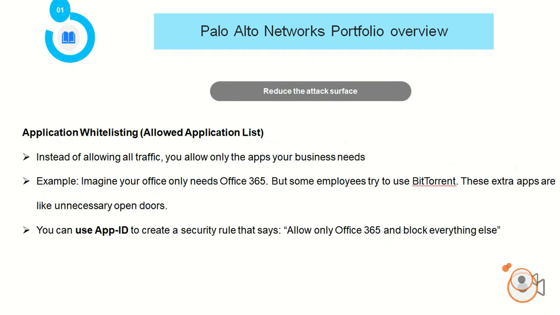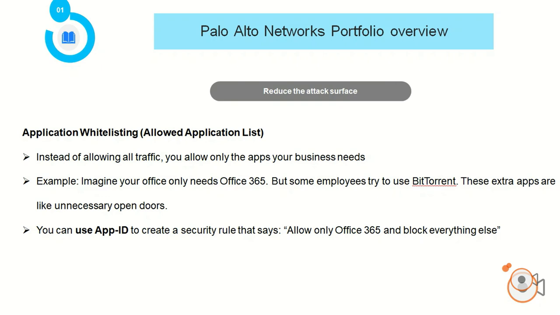And the first mechanism to ensure reducing the attack surface is application whitelisting. Application whitelisting means exactly you only allow specific applications that your business needs to work. And of course, you block everything else. It's like creating a guest list, let's say a guest list for a party. Then only invited guests can enter, and uninvited ones are kept out.